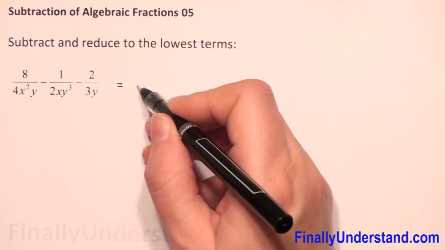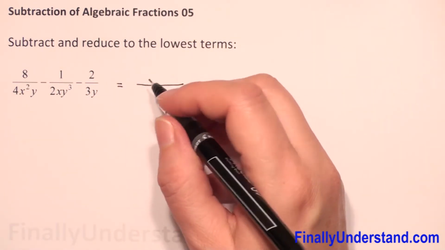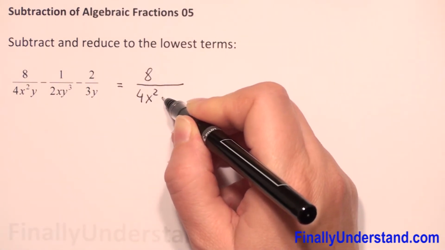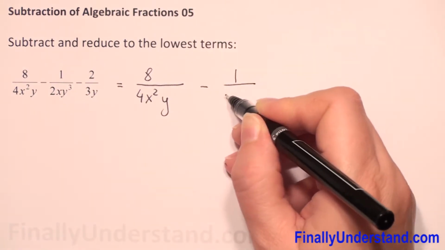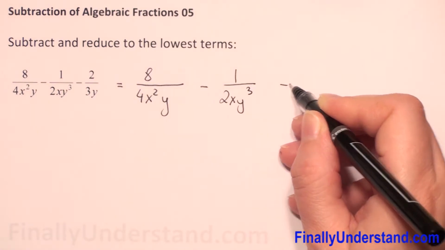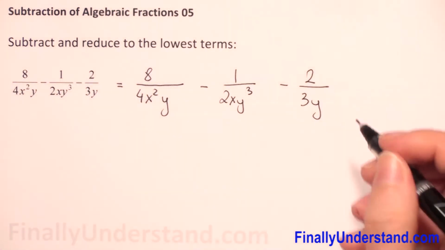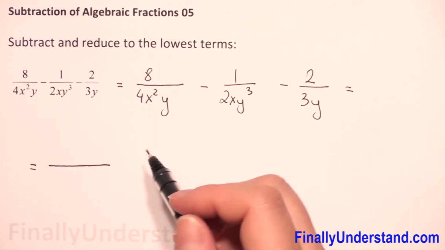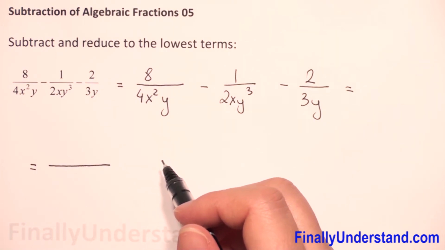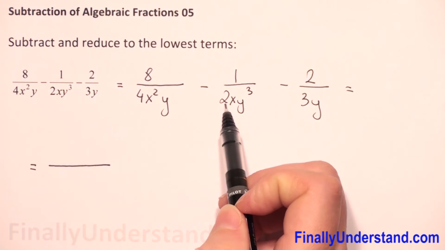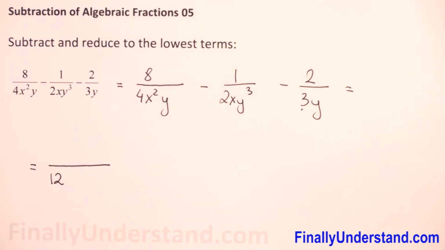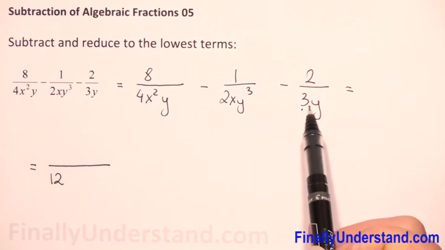So from the beginning, let me copy first these algebraic fractions. We have 8 over 4x squared y minus 1 over 2xy cubed minus 2 over 3y. So like I said, we need to have the same denominators to subtract algebraic fractions. First we check the numbers 4, 2 and 3. So the least common denominator will be 12, because this is the smallest number which is divisible by 4, 2 and 3.